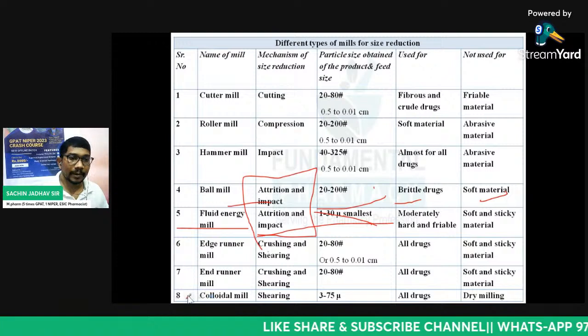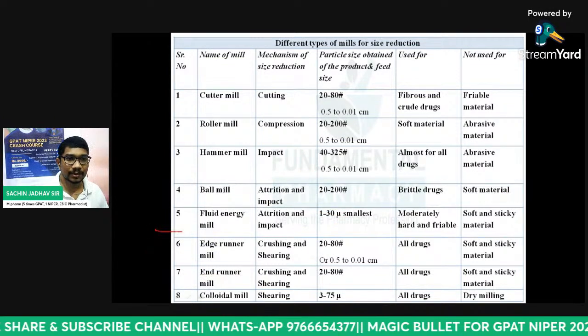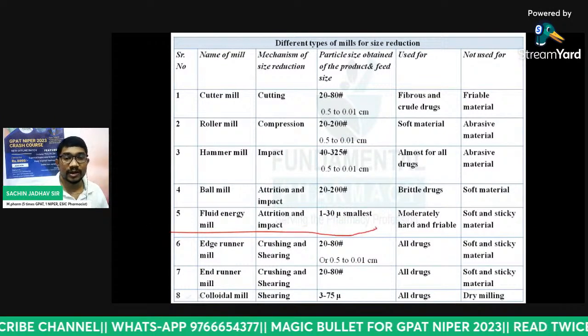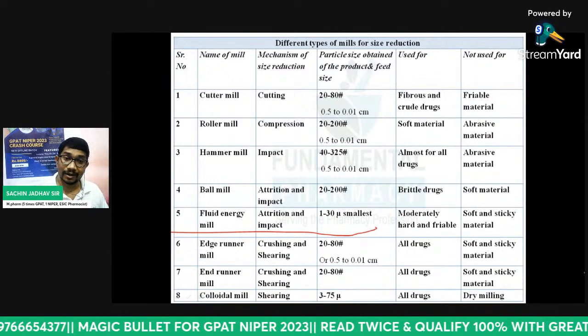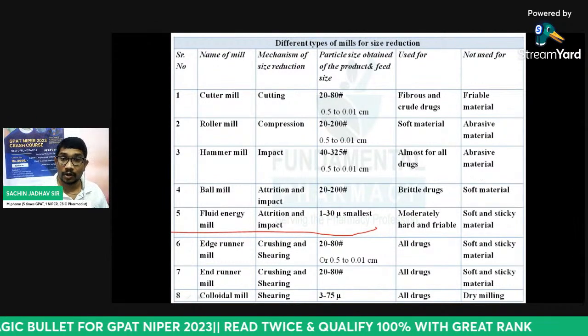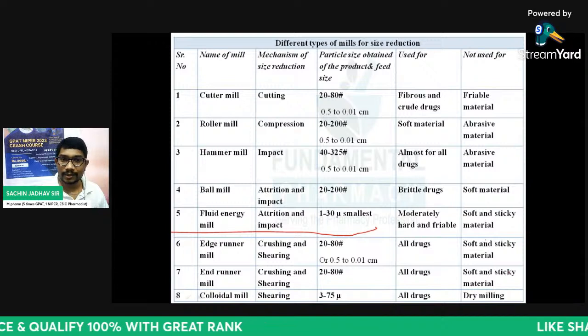देखो मैकेनिज्म के ऊपर क्वेश्चन आता है, पार्टिकल साइज के ऊपर क्वेश्चन. So smallest particle size is obtained from fluid energy mill. That is 1 to 30 micron. It is used for moderately hard and friable material, not used for soft and sticky material. यूज किसके लिए है? देखो क्वेश्चन आते हैं इसके ऊपर.